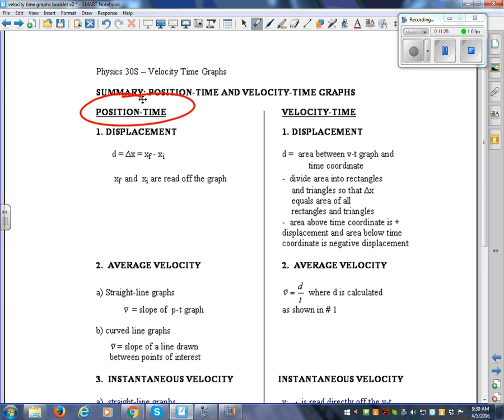Position time graphs. Seriously, you guys, pay attention for 3 minutes. Listen. Great. Up here, eyes up there, not anywhere else. This is the learning part.